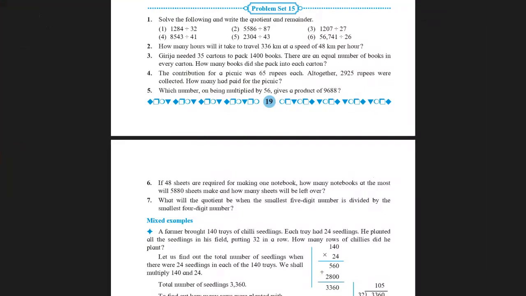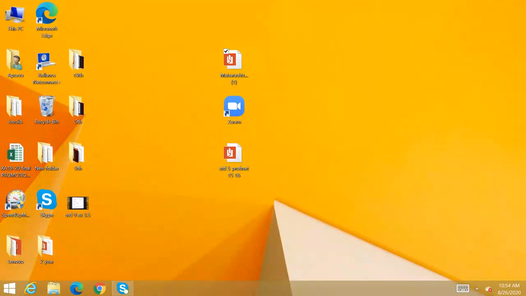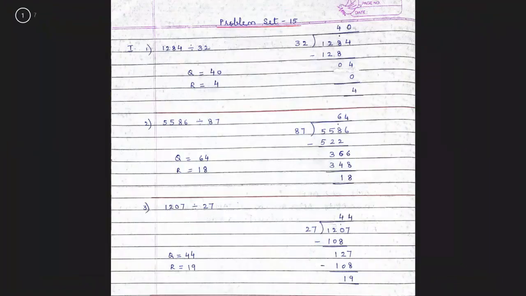Solve the following and write the quotient and the remainder. First one, 1284 divided by 32. So let's see how to do this. Now, 1284, this is your dividend. It is divided by 32, which is the divisor.